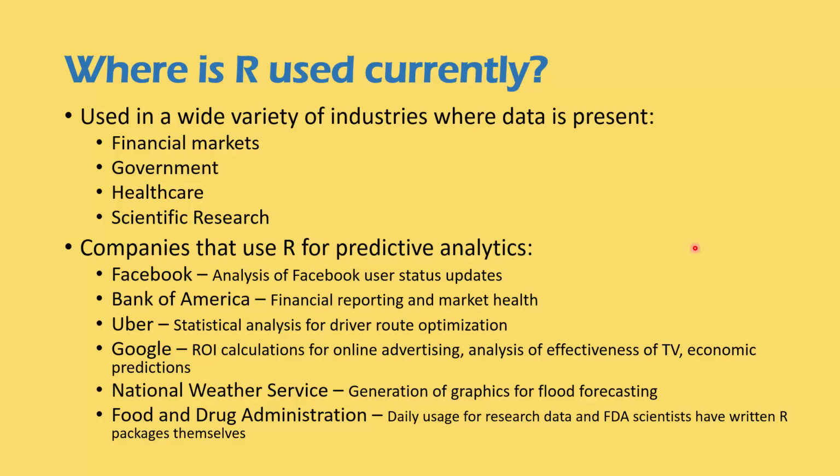So where is R used currently? Well, R is really used in a wide variety of industries today. Financial companies, government offices, healthcare, scientific research, you name it. Wherever there is data present in the industry, R is probably being used there to cope with the large amounts of data coming in from all of the sensors and embedded systems and just general data flow that is the norm for today's society. Some really well-known companies use R for predictive analytics.